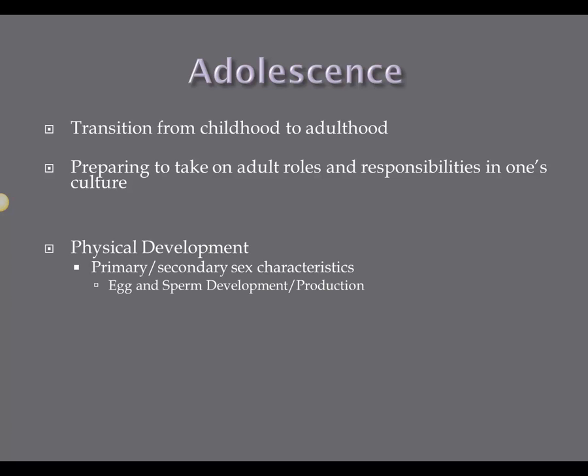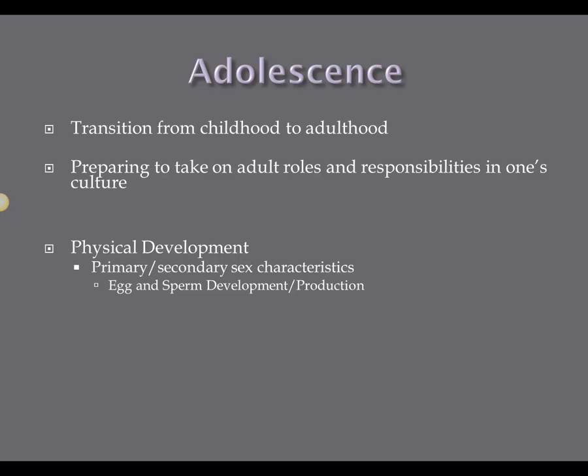Physical development, of course, we have primary and secondary sex characteristics. The primary sex characteristics are egg and sperm development. We've discussed previously that all women are born with all the eggs that they will have for their lifespan. Sperm regenerate every 72 hours. They start to produce. Now, many women do not start to actually release eggs in their ovulation cycle until about 2 years into their hormonal development.